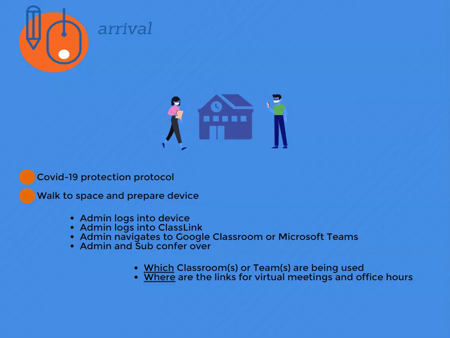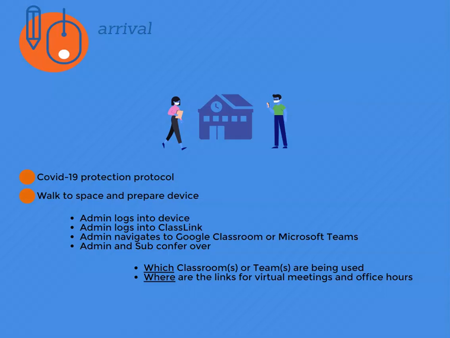The administrator will also then log into our single sign-on app called ClassLink. And then the administrator will navigate to either Google Classroom or Microsoft Teams. At this time, it's important that you check with the administrator as to which Google Classrooms may be used that day. Elementary teachers may only use one Google Classroom. Other teachers in secondary will use at least 3 different Google Classrooms.